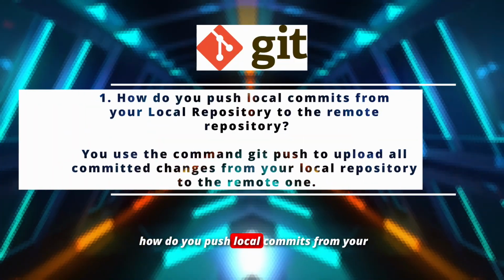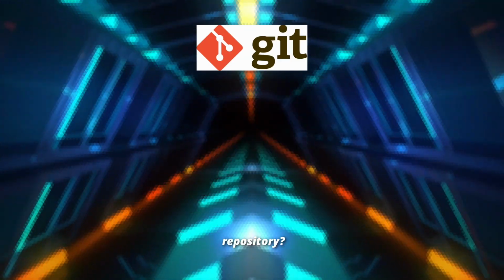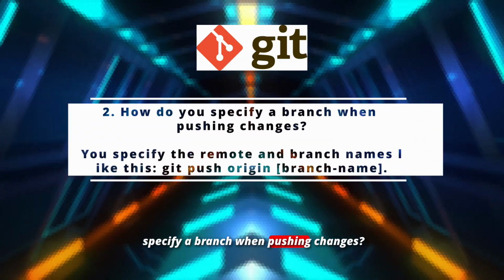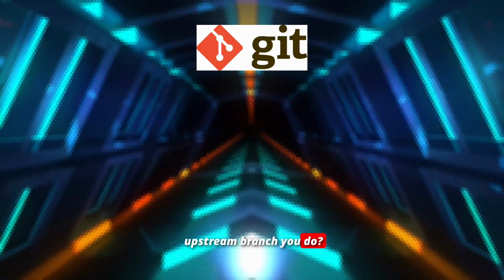How do you push local commits from your local repository to the remote repository? How do you specify a branch when pushing changes? What does setting an upstream branch do?